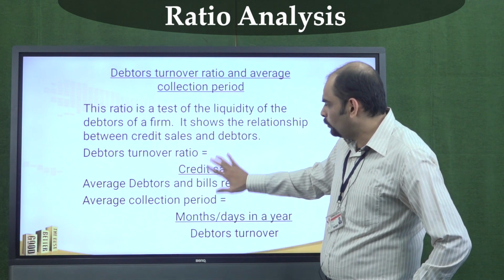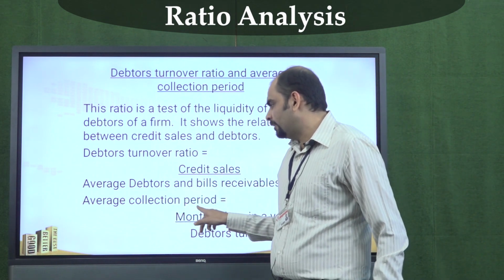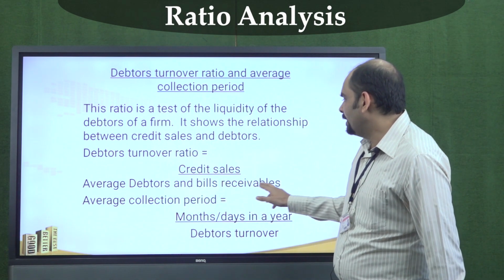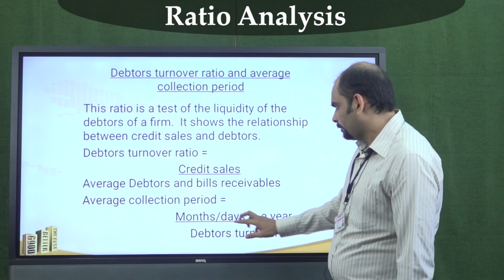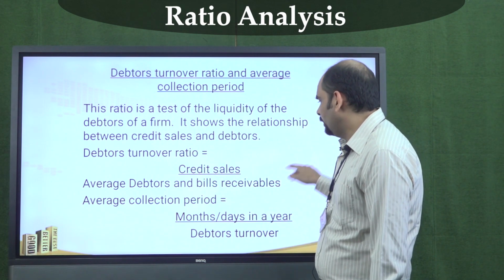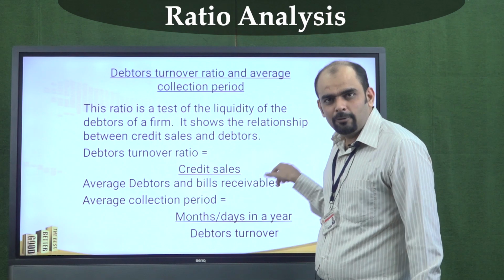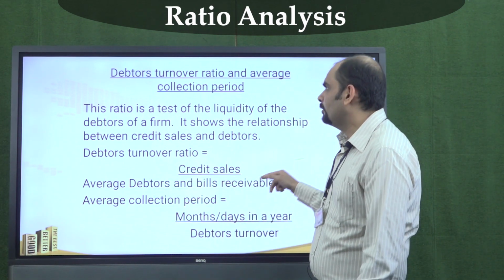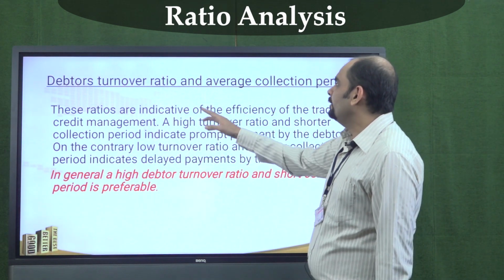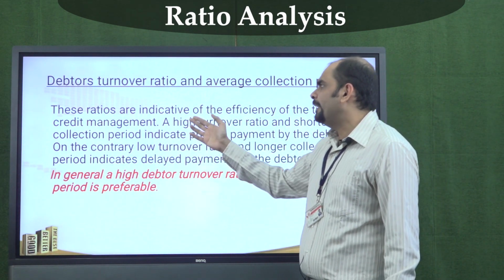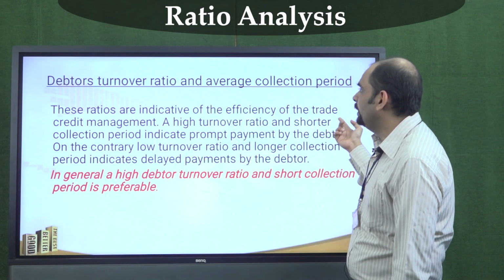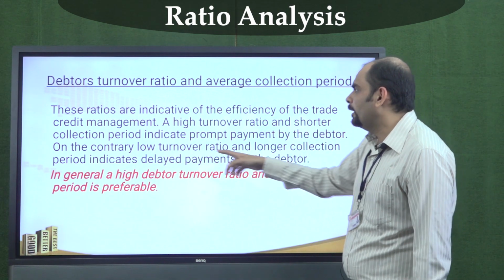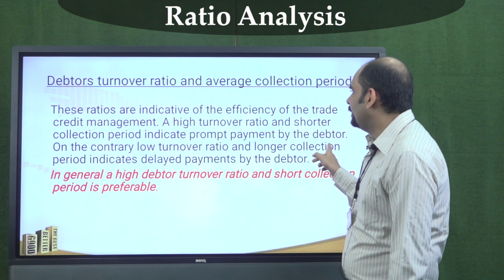If you don't want to use two formulas and you are just asked for average collection period, just reverse this formula: average debtors and bills receivable upon credit sales, into the number of days in a year, and you get the answer of average collection period. This also can be done. So debtors ratio and average collection period are indicative of the efficiency of trade credit management. A high turnover ratio and a shorter collection period indicate prompt payment by the debtor.